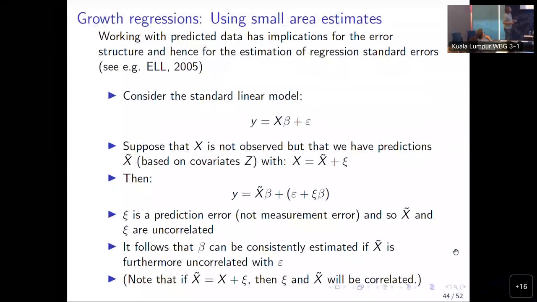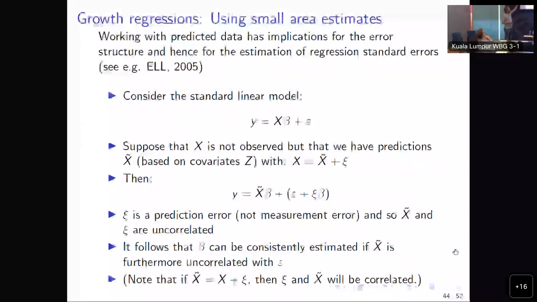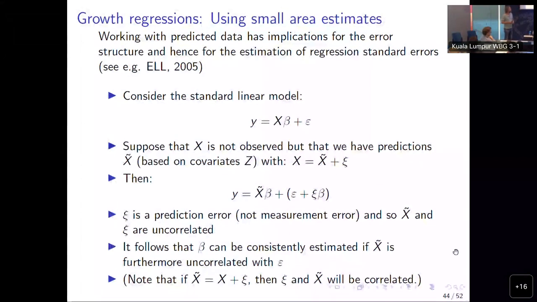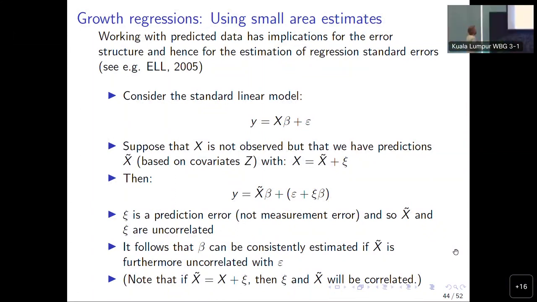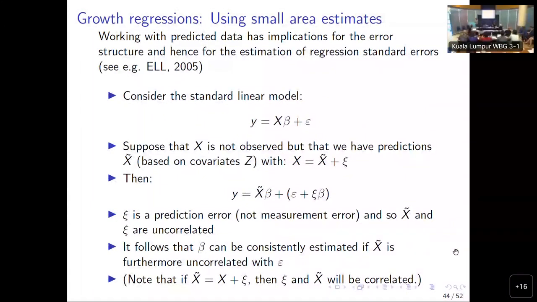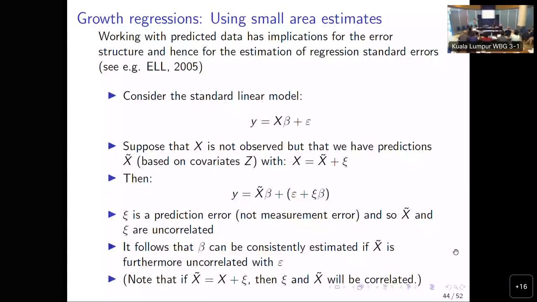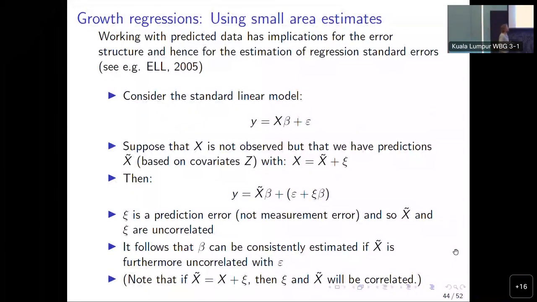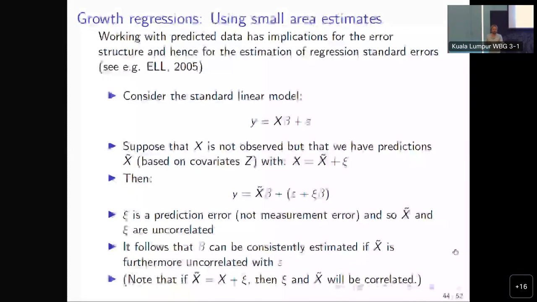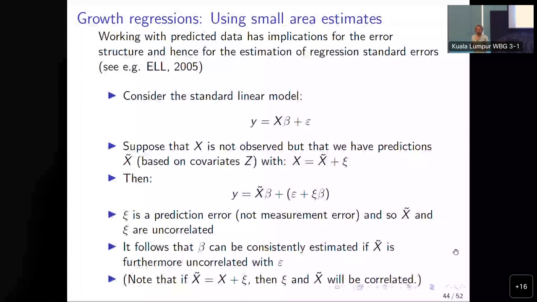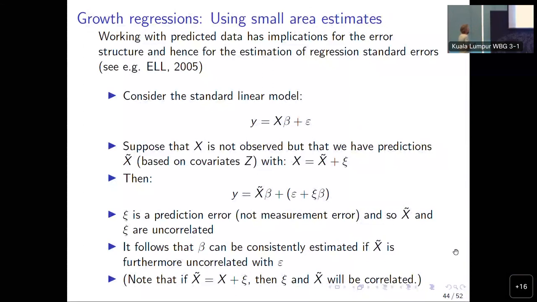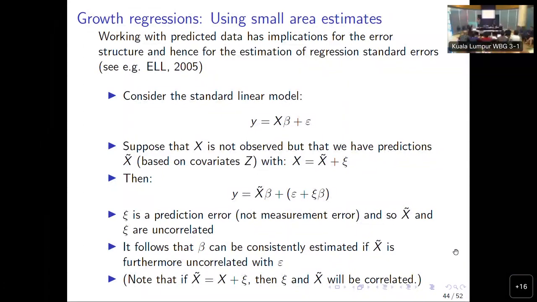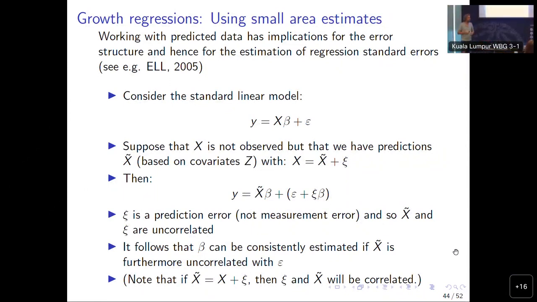But consider, to make this point, just consider a standard linear function. Y is X beta plus epsilon. Okay, so X is the variable of interest. We don't observe X, but we observe a predictor of X, right? So the unit of observation of X is at the small area level, and we observe X tilde, which is say the predictor or expected value of X conditional on a set of covariates we use to produce those small area estimates. So that means that the actual true X would be this X tilde, which is this conditional value, X tilde plus some error.